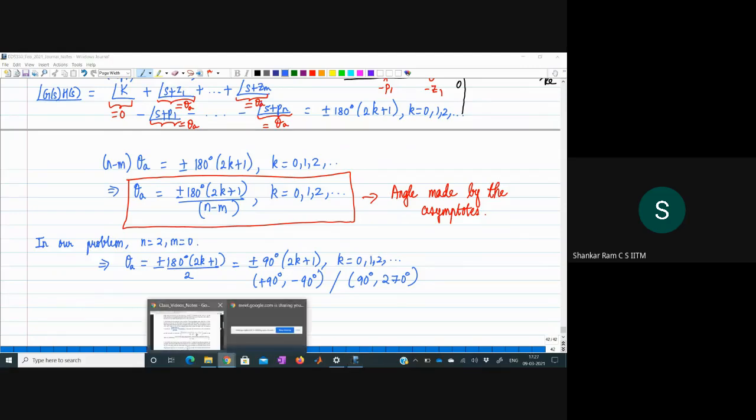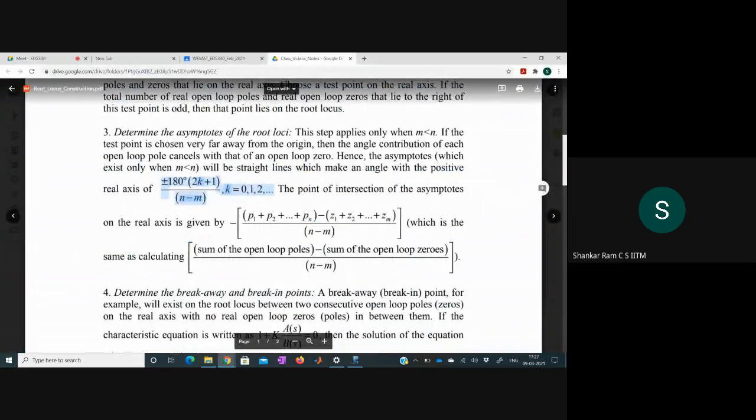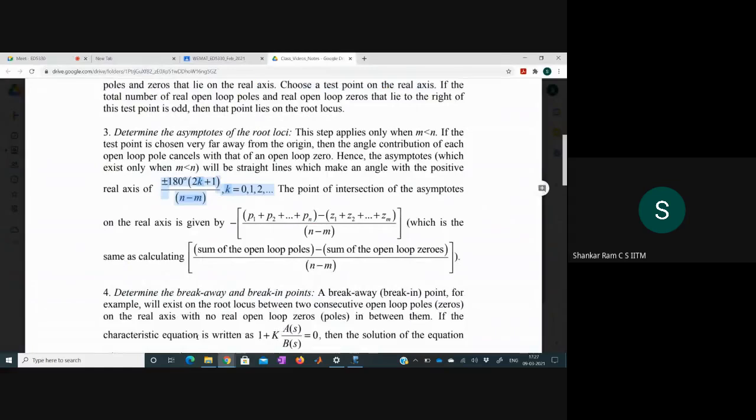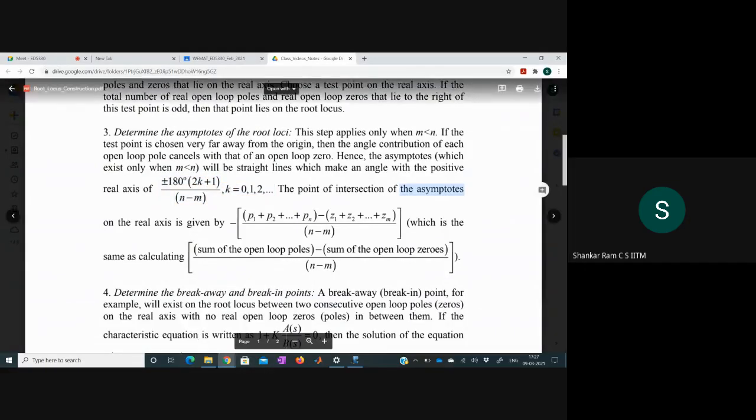Now, going ahead, there is another step: the point of intersection of the asymptotes. How do we find this? It so happens that all the asymptotes will meet at a common point on the real axis, and that point is given by this formula. We take the sum of all the open loop poles, subtract the sum of the open loop zeros, and divide by n minus m. So that's the point of intersection of the asymptotes.